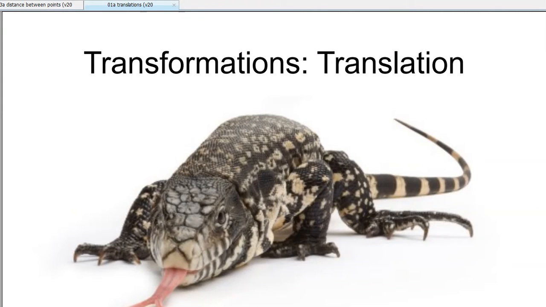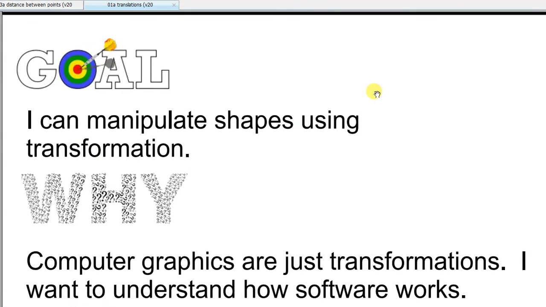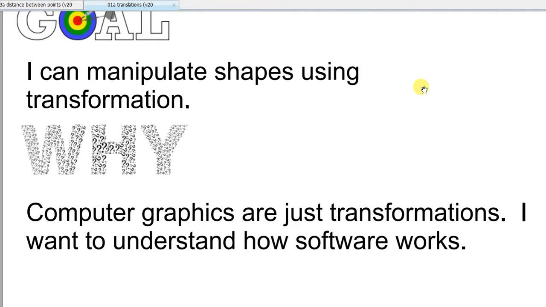Hey, this is Mr. Barr, and this is transformations, more specifically translations. So let's get going here. Goal: I can manipulate shapes using transformations. Why? Computer graphics are just transformations. I want to understand how software works.